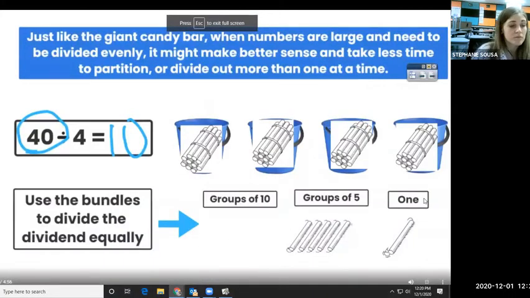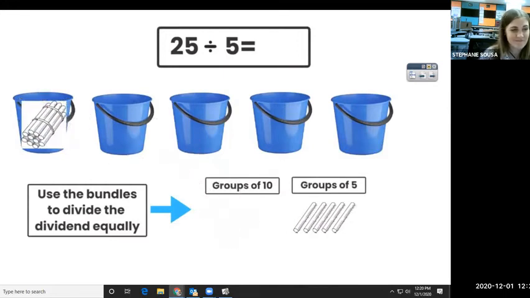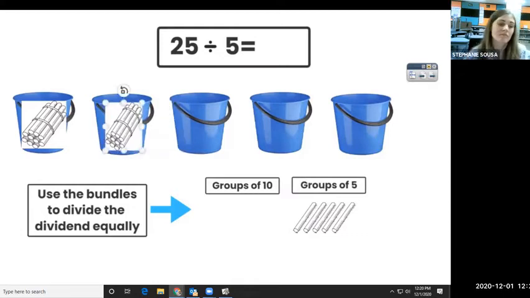Okay, let's try another one like that. All right, 25 divided by 5. So now we have 25. 10 worked the last time. Let's try that again. Okay, so let me not use the pen. Here we go. 10, 20. Oh, let me move that to the front anyway. Here we go. Okay, so there's 20 if we have bundles of 10, but then none of the other buckets have any.